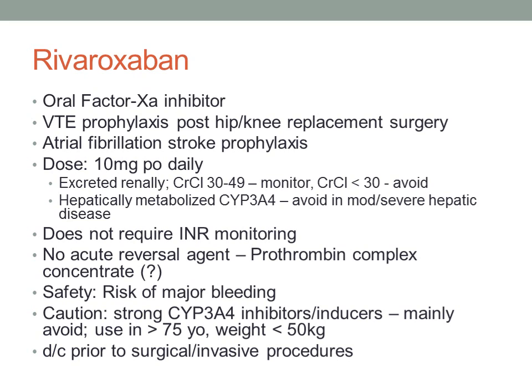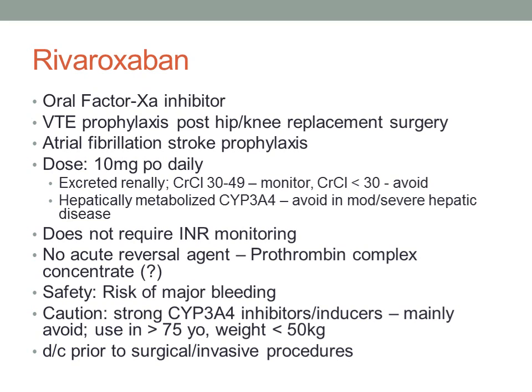Rivaroxaban is an oral factor Xa inhibitor. It's the first of its kind in the United States, although it's been available in Canada and Europe since 2008. The indications at this time are for VTE prophylaxis post-hip and knee replacement surgery, and for stroke prophylaxis in AFib.